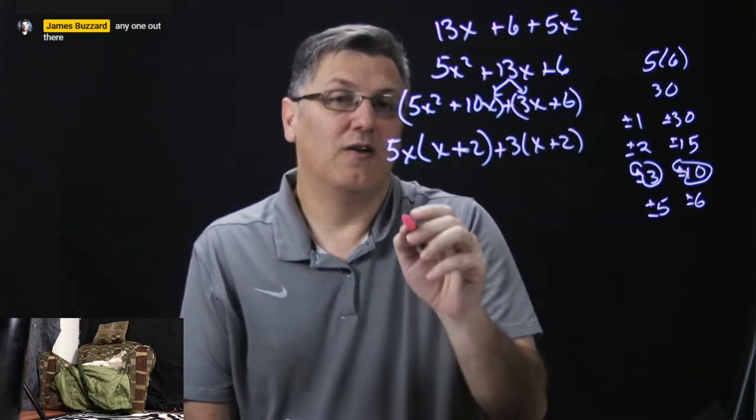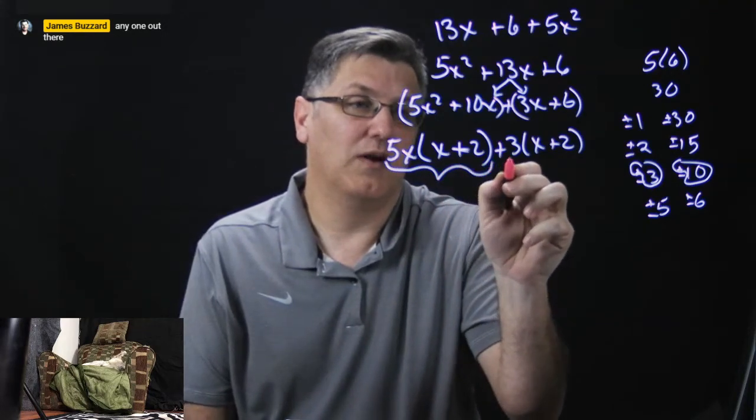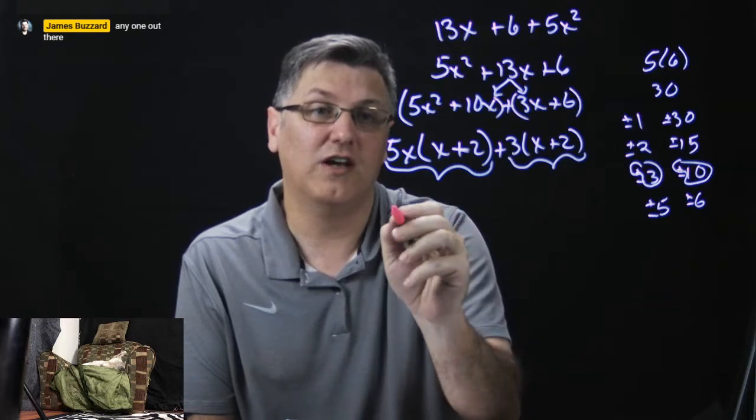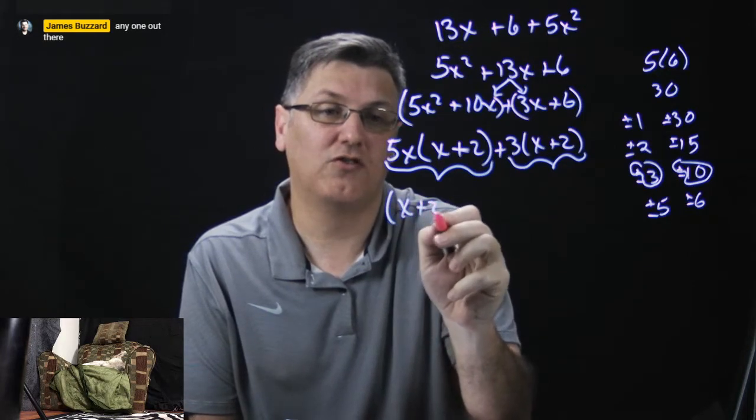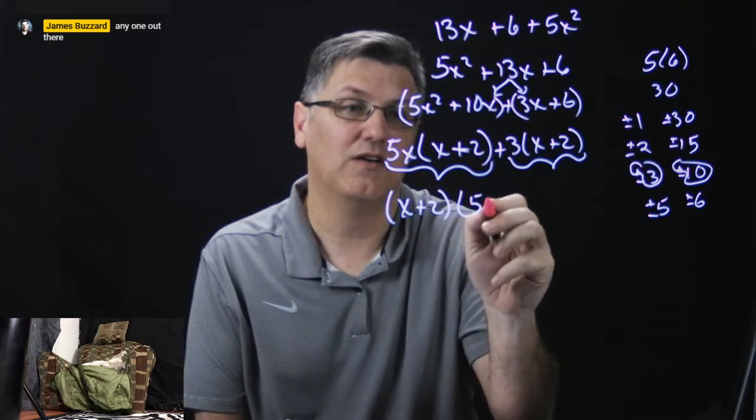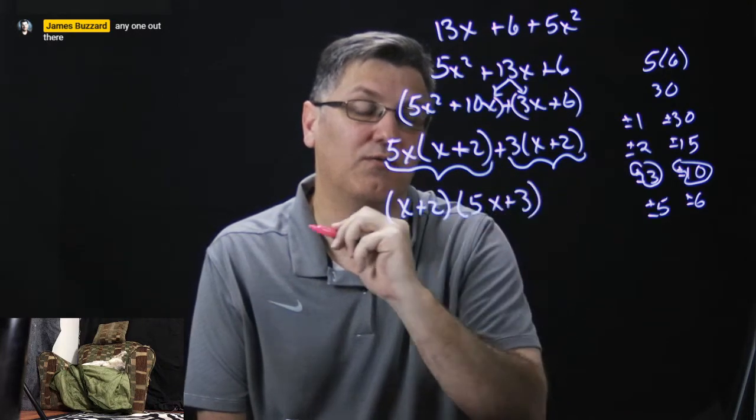From here, if I look at this individual term and this individual term, they both have an x plus 2 in it, so I can factor that out as a GCF. And I get my x plus 2, there's my GCF I factor out, and that leaves my 5x plus 3. And now I am fully factored.